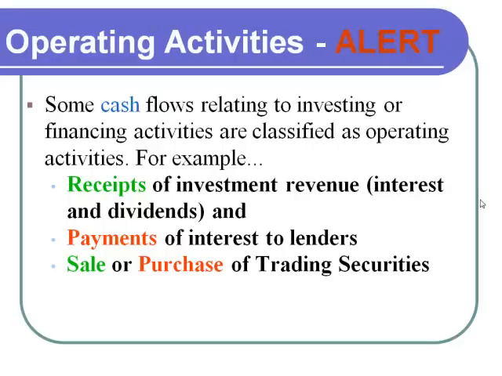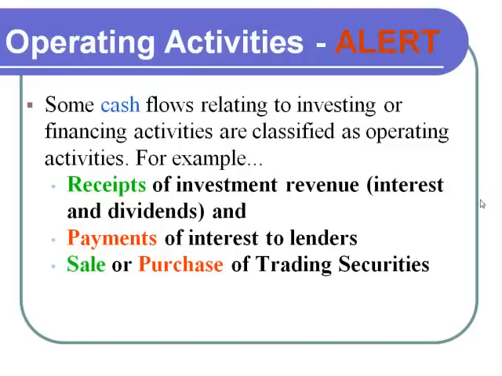Okay, operating activity alert. Some cash flows related to investing or financing are classified as operating activities. For example, just as I said, receipt of investment revenue, interest revenue, dividend revenue, payments of interest to lenders, that would be interest expense. Why are both of those two items included? This is an exception, but it's because they're included on the income statement.